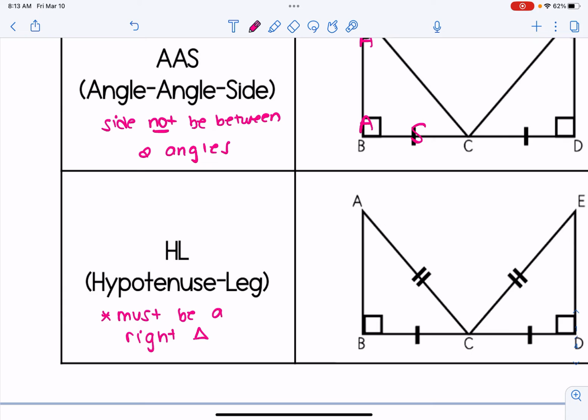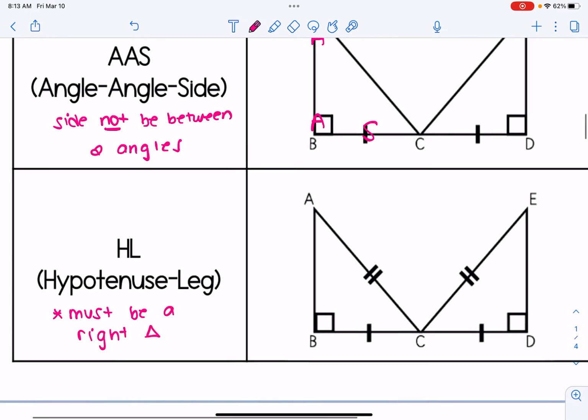That's the side that's across from the right angle. It's the largest side of the right triangle. And either of the legs would have to be congruent. Okay, so in a right triangle, you have two legs and one hypotenuse. We're looking for the hypotenuse marked off and one of the legs.